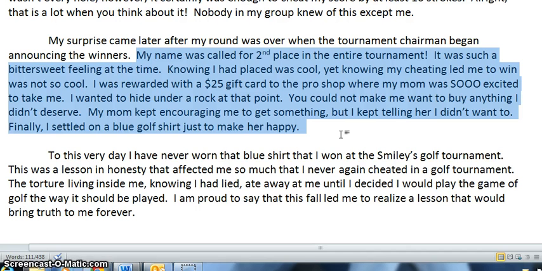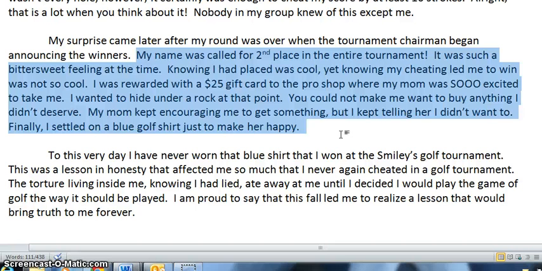My name was called for second place in the entire tournament. It was such a bittersweet feeling at the time. Knowing I had placed was cool, yet knowing my cheating led me to win was not so cool. I was rewarded with a $25 gift card to the pro shop, where my mom was so excited to take me. I wanted to hide under a rock at that point.